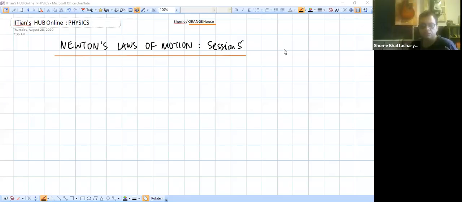I want to begin with the discussion for assignment number 2, and also the discussion of any questions that you were not able to solve from the test on Sunday, the minor test, the major test which happened on Sunday. So let's start with the discussion of assignment 2 of Newton's laws of motion.